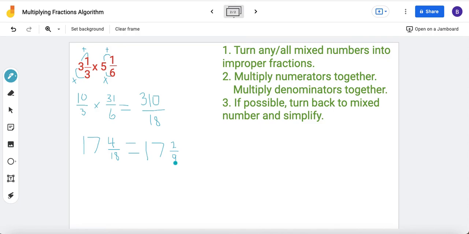Alright, you have 2 tasks to do the rest of the class. Please complete the multiplying fractions and mixed numbers maze. And then you can get the homework and start that as well.